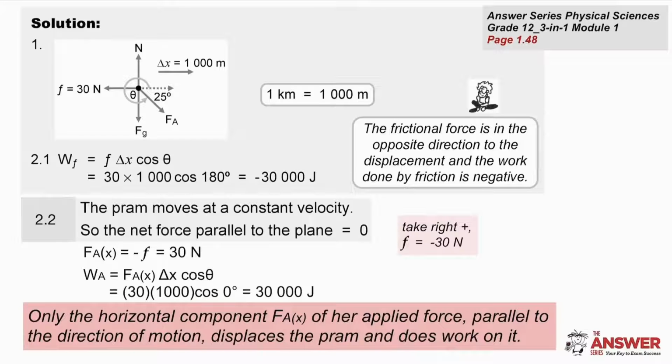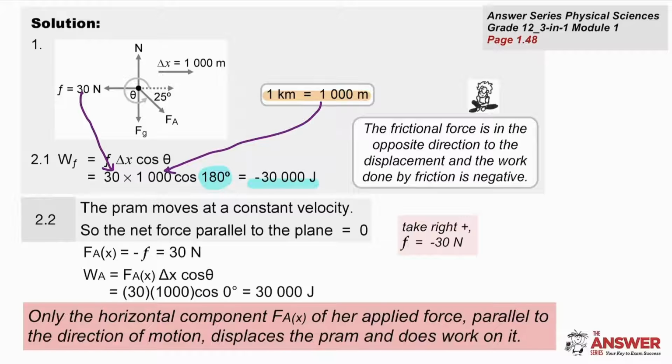We have to do a conversion. 1 kilometer is 1,000 meters. And so now we start to work out the work done by the friction. The frictional force itself is 30 newtons. The magnitude goes in there. The delta x is 1,000 meters. That goes in there. The angle between these two vectors is 180 degrees because they're going in opposite directions. And so out comes an answer of minus 30,000 joules.